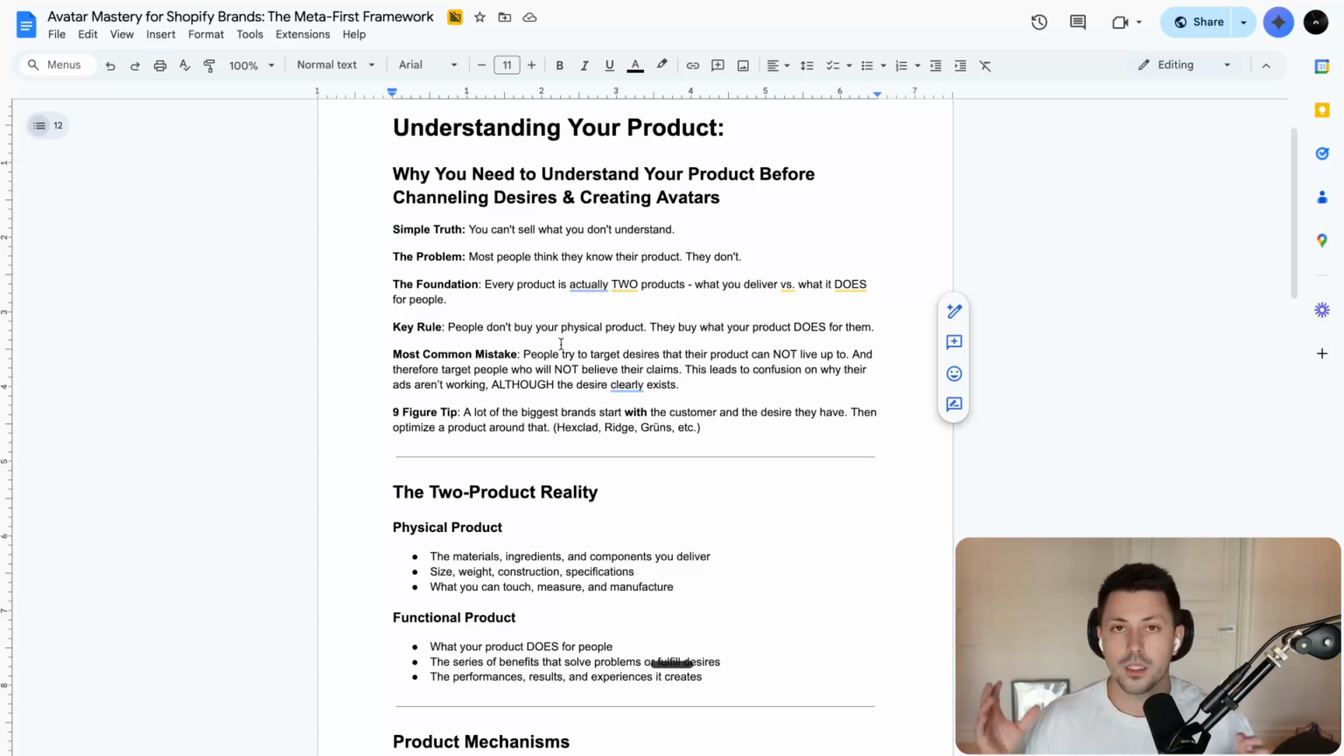And for a lot of you guys that don't know desires or don't know sophistication or don't know awareness levels, don't worry about that. We're going to go through all of that. But I just am trying to help you understand that you have to understand your product. You need to know what your product does.